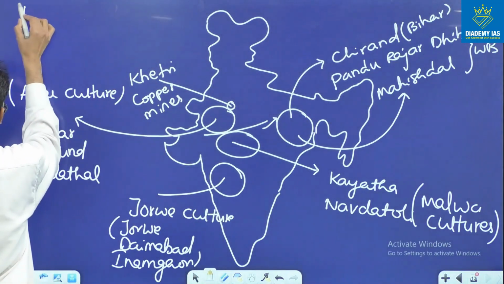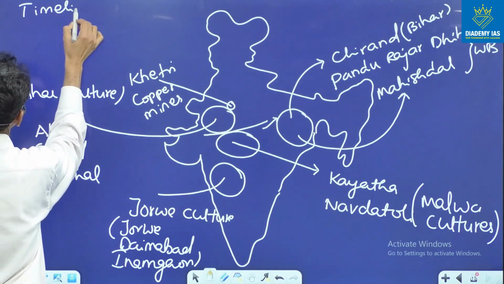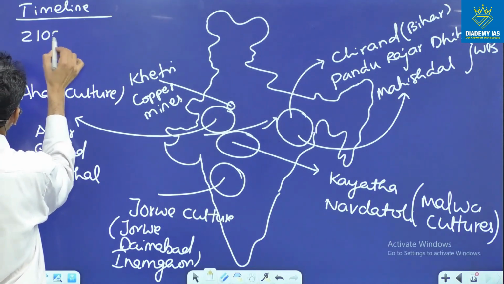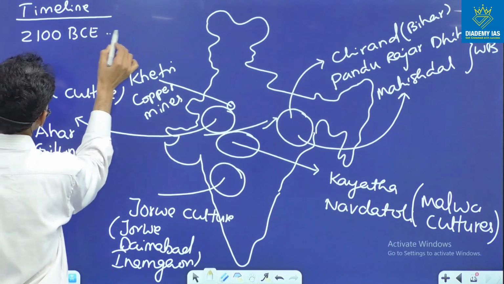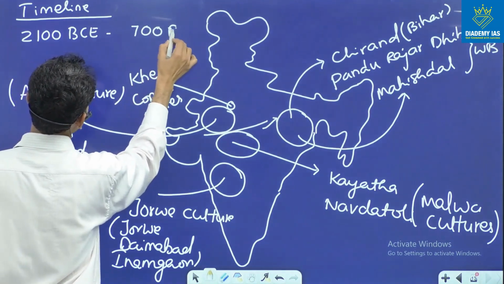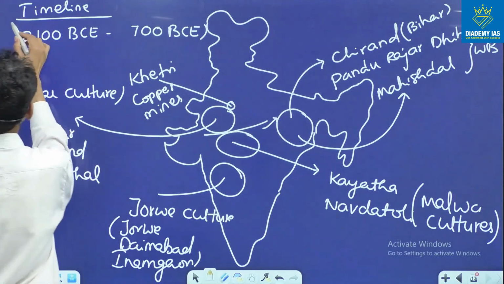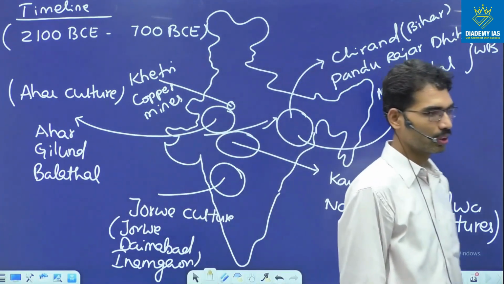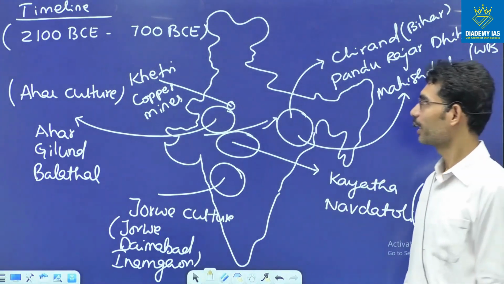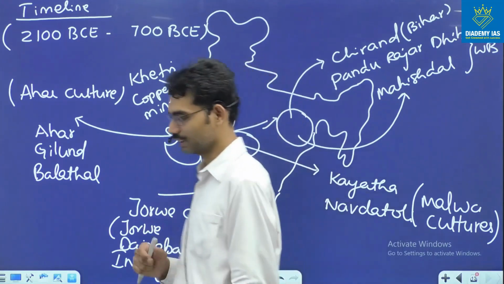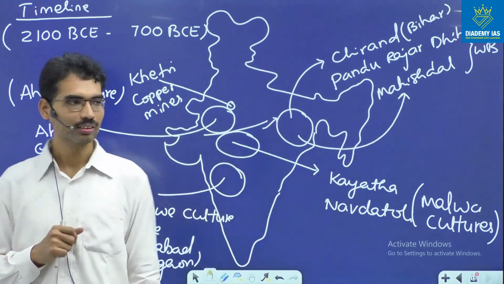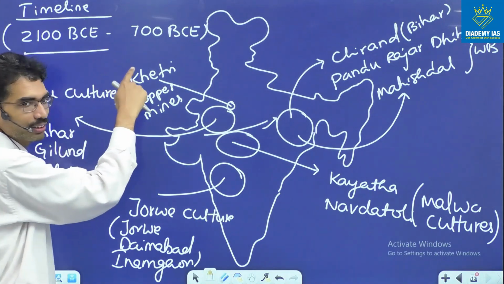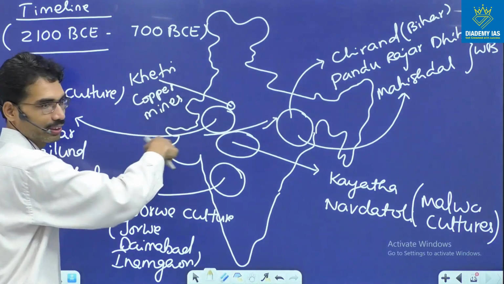When it comes to the timeline, we are talking about timelines from 2100 BCE to 700 BCE. Now you observe, 2100 is also the period when the Harappan civilization was flourishing.